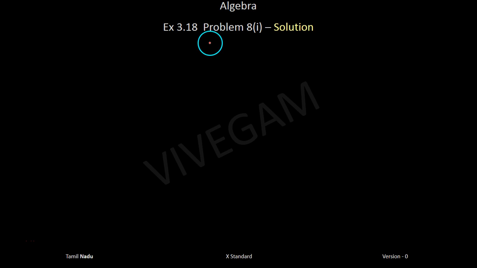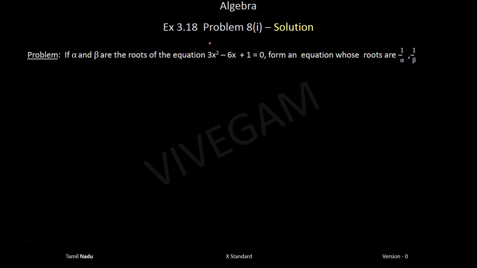Exercise 3.18 Problem 8 Division 1 Solution. If alpha and beta are the roots of the equation 3x square minus 6x plus 1, form the equation whose roots are 1 by alpha and 1 by beta. It's like the previous problems.